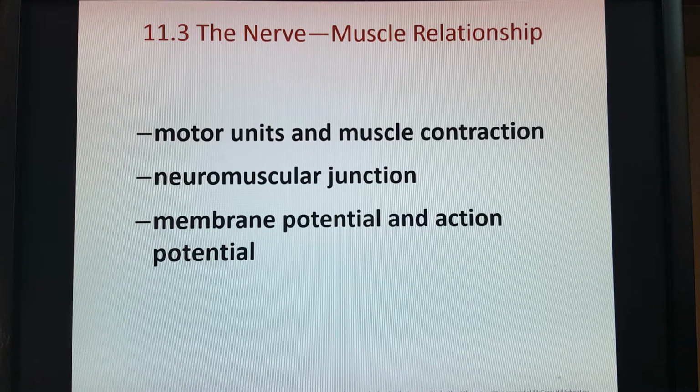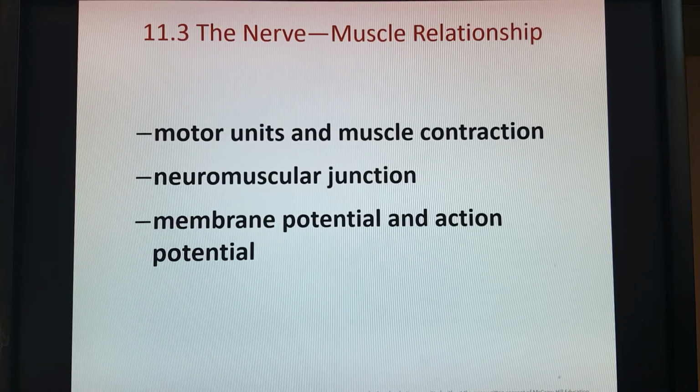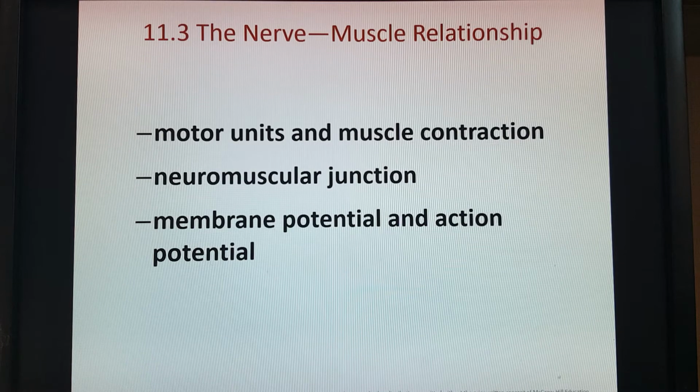Moving on to actually stimulating our muscle. We're going to focus on motor units and therefore muscle contraction, looking at the neuromuscular junction between our neuron, nerve cell, and our muscle cell, and then look at how our stimulation works, so our membrane potential as well as the action potential that is triggered.